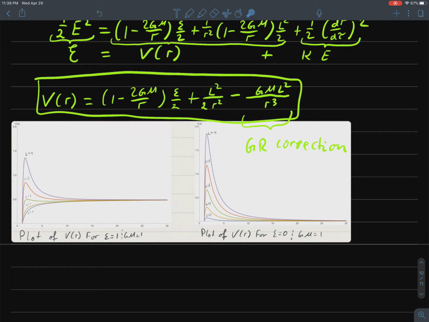Okay, and now on the right here, you see I still have GM equals 1, but I set epsilon equal to 0. So these are light orbits. And so you see, as we increase the orbital angular momentum, we see that light even can have an innermost stable orbit, which is where the black hole shadow came from, that Sarah was talking to us about in class, and then other stable orbits for light.